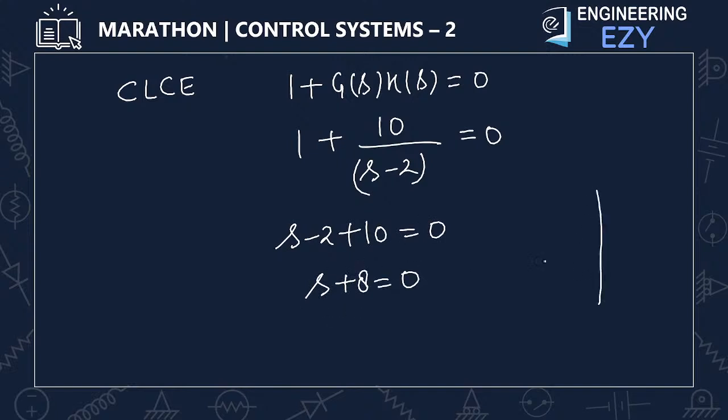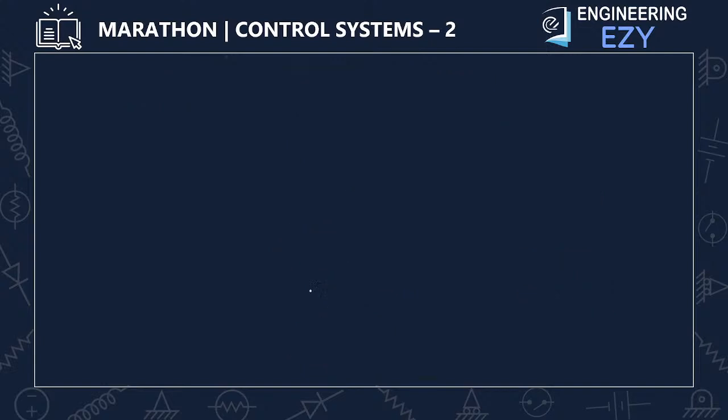So the closed loop pole lies in the left half of the S plane, at s equals minus 8. It means Z is equal to 0, because no closed loop pole lies in the right half of the S plane. So Z is equal to 0. And once you have Z and P, now you can apply the number of encirclements, N is equal to P minus Z.